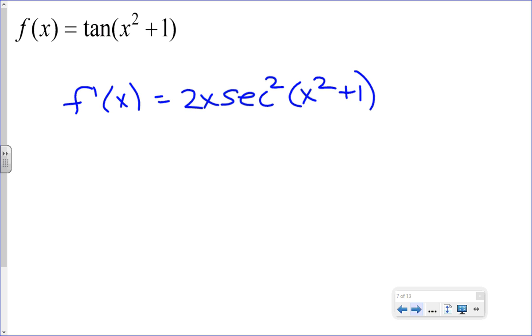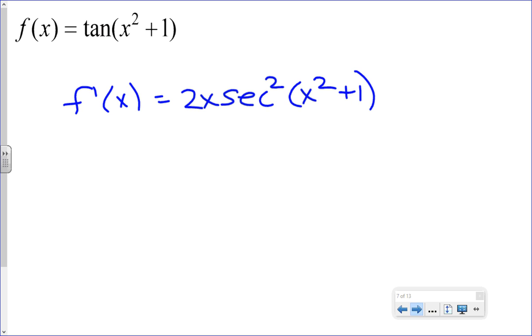Okay, so since our angle was x squared plus 1, then when we take the derivative of tangent, it is secant squared of the same angle, x squared plus 1. Okay, you're replacing that angle with whatever it already has inside of it. Okay, for those trig rules.